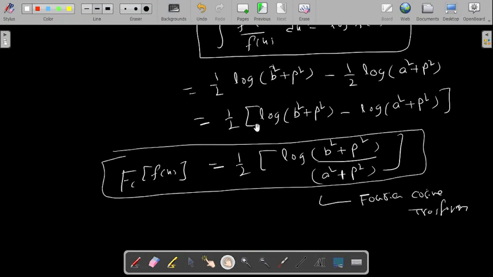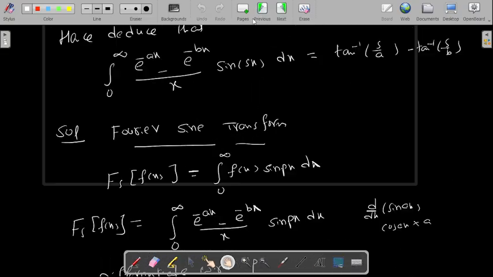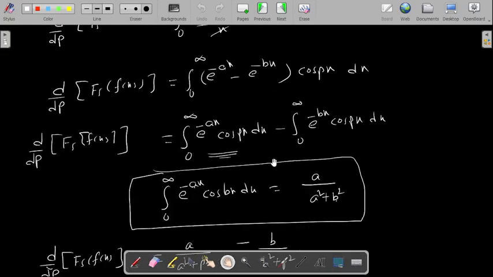Okay, this is a Fourier cosine transform. Previously what did we calculate? Fourier sine transform.